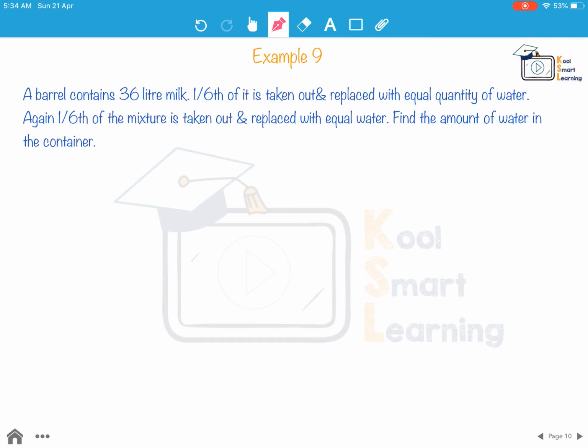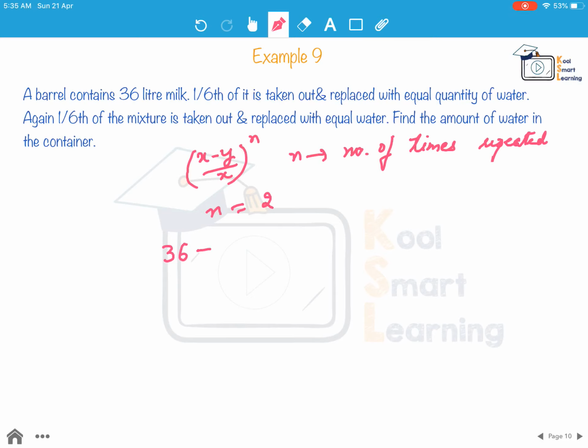So we've already discussed that the formula for this is (x minus y) by x, whole raised to the power n, where n is the number of times the process is repeated. Since it is repeated 2 times, n here is 2. x is the initial quantity, which is 36, minus y, and 1/6 of it is taken out. 1/6 of 36 becomes 6 taken out, minus the original 36 again.